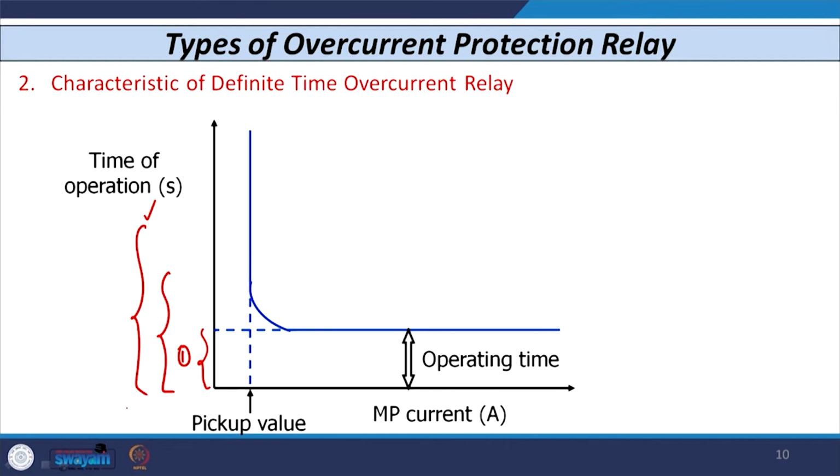So, the main point is how the definite minimum time relay operates. If you set some pickup value, then if the current exceeds the pickup value, irrespective of the magnitude of fault current, whatever it is on x axis, relay operates after some preset time, whatever you have set on the relay. After that much time period, relay operates. So, that is why it is known as definite minimum time relay.